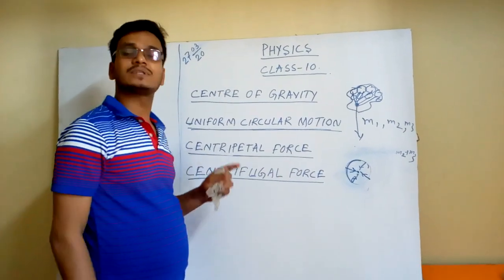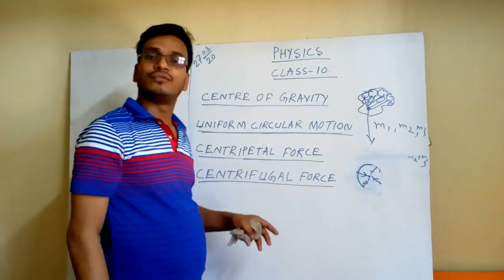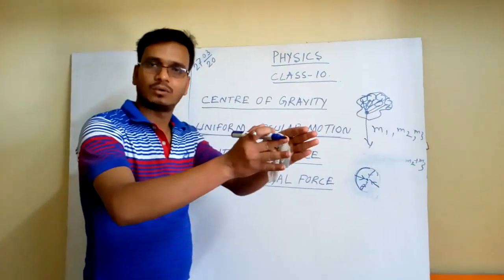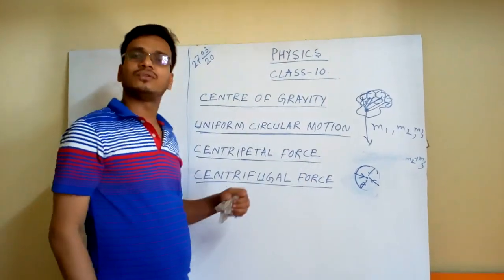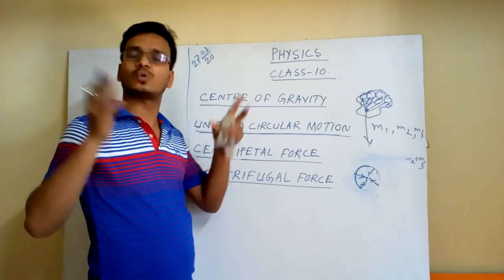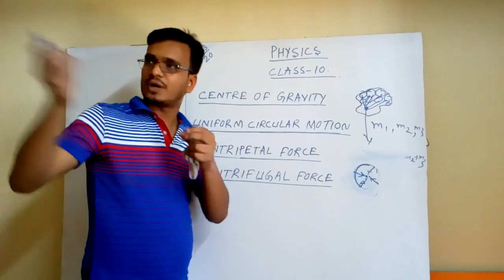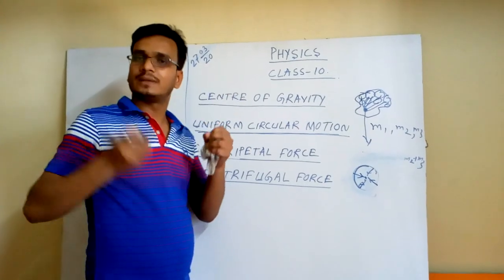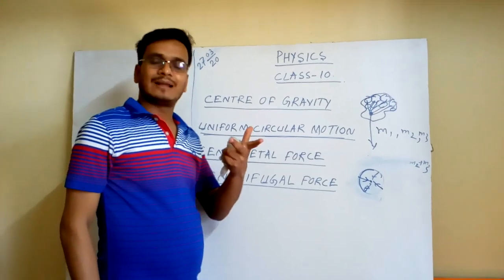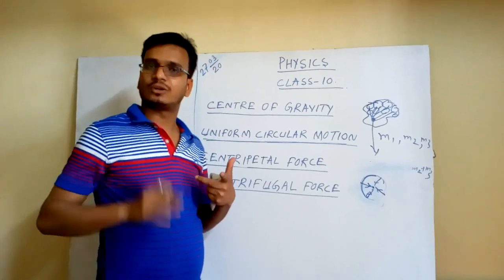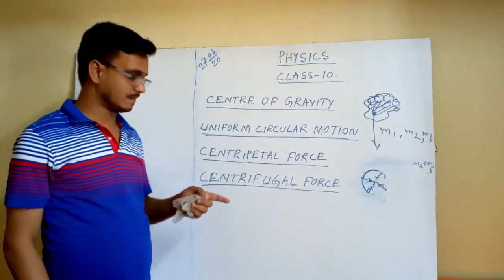So what is centripetal force? Centripetal force means when the object moves in a circular path and the force acts toward the center of the object, this type of force is known as centripetal force. For example, in our solar system, all the planets revolve around the sun. So here the sun attracts all the planets towards it. Or you can say the atomic model, where the electrons are revolving around the nucleus. So it is also centripetal force.